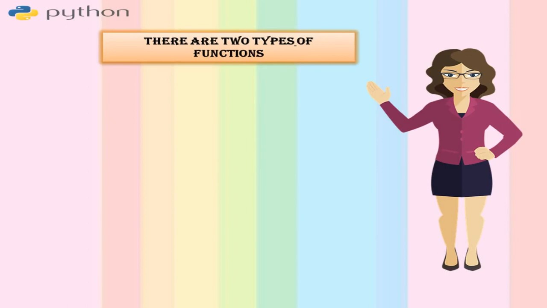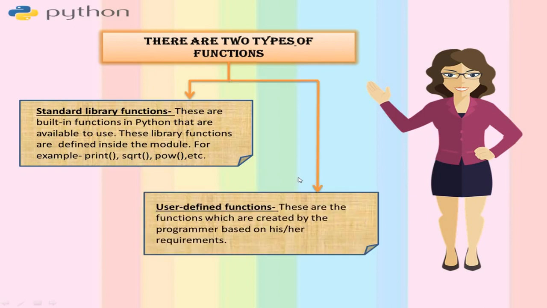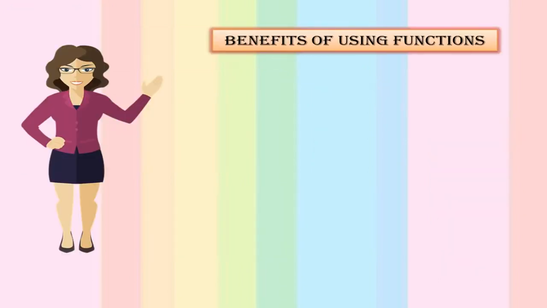There are two types of functions. The first is standard library functions. These are built-in functions in Python that are available to use. These library functions are defined inside modules, for example, the print function, square root function, power function, etc. And the other type is user-defined functions. These are the functions which are created by the programmer based on his or her requirements.